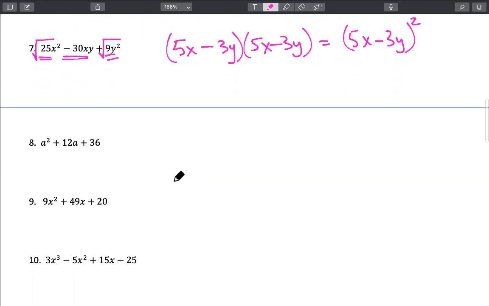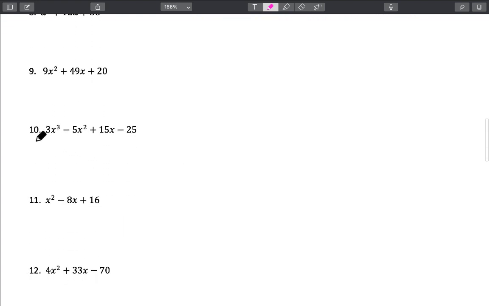Let's take a look at a 4 term. So 4 terms here, and here's number 10. With 4 terms, I'm going to look to see if I can factor out a greatest common factor. There are no greatest common factors here, so I'm going to factor this one by grouping. If you remember, grouping says you're going to take those first 2 terms and group them together, and take the second 2 terms and group them together, and then factor out the greatest common factor. So focusing on these first 2 terms, there is an x squared that I can divide out of them. And that leaves me with x squared times 3x minus 5.